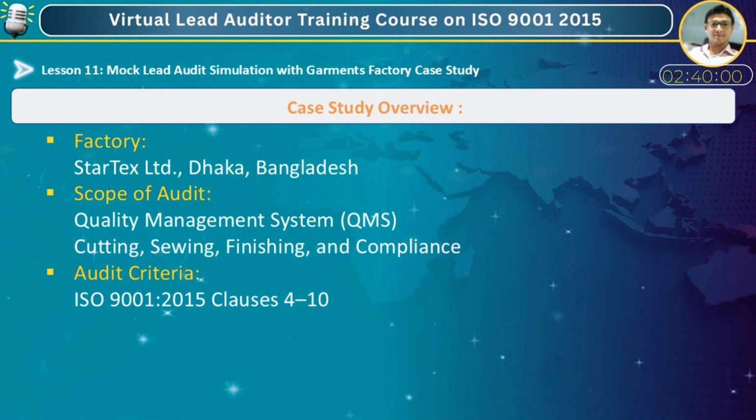Factory name: Startex Ltd, located in Dhaka, Bangladesh. Audit scope: the quality management system of their cutting, sewing, finishing, and compliance departments. Audit criteria: ISO 9001-2015 clauses 4 through 10.